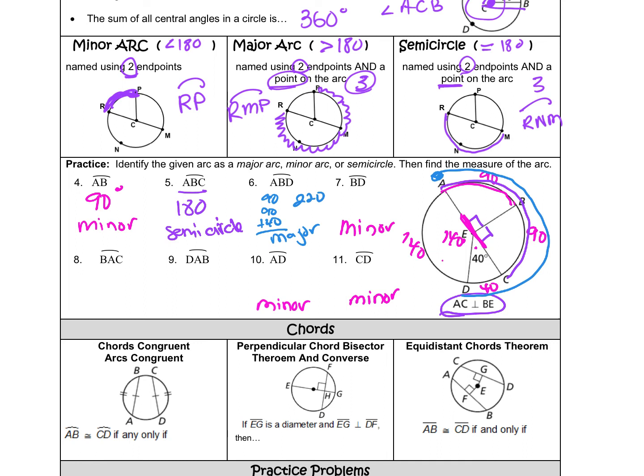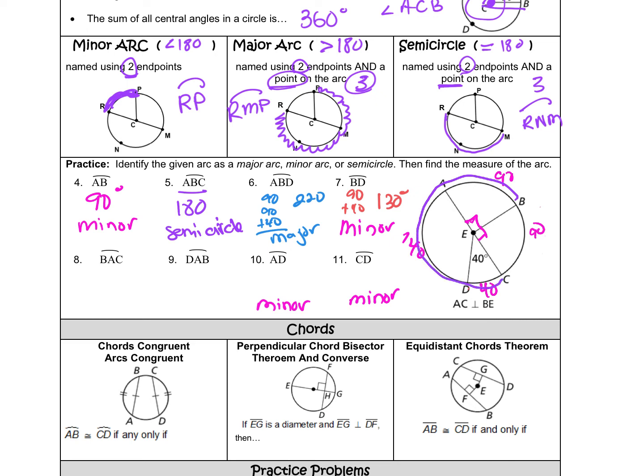Now let's do the B to D. This B going to this D right here. I have 90 plus 40, and that gives me 130 degrees. All right, so let's talk about B, A to C. B going to A, going all the way around to C.